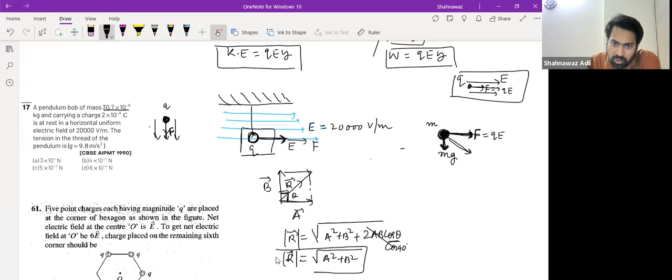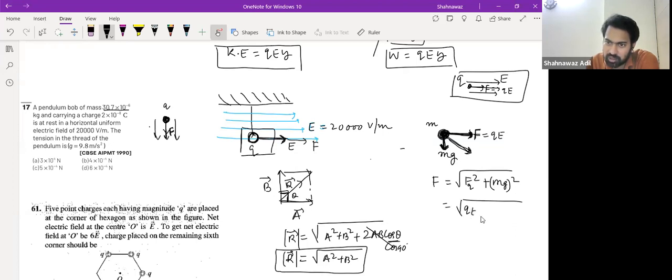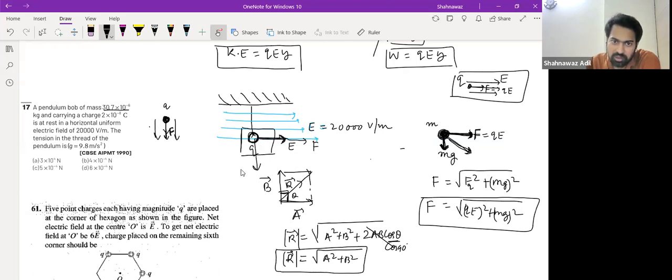Whenever you have two perpendicular forces, the resultant would be the root of the sum of their squares. So let's say one force is due to the charge, QE, and the other is mg. So this would be the root of QE square plus mg square. This is the force that is acting on this charge. Understood, guys?